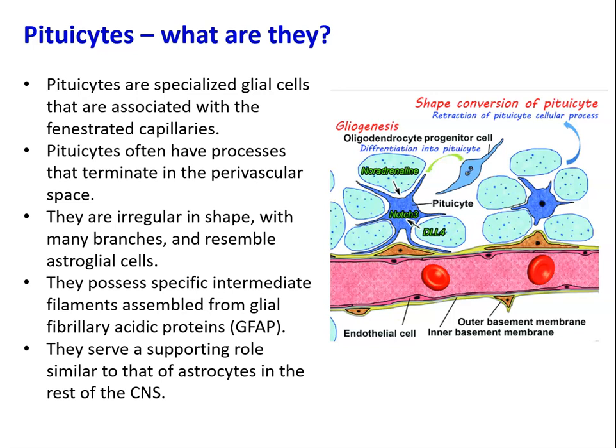They are irregular in shape, and they have many cytoplasmic extensions, which more or less resembles astroglial cells in the rest of the brain. They possess specific intermediate filaments, GFAP, which is another similarity with the astroglial cells, and their supporting role is similar to that of astrocytes. So they are really the analogy to the astrocytes that you see in the rest of the CNS.